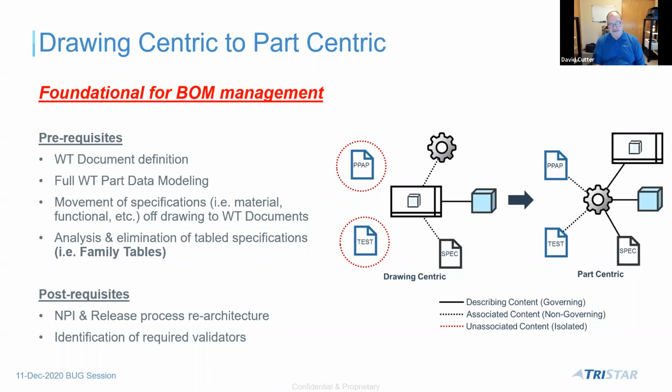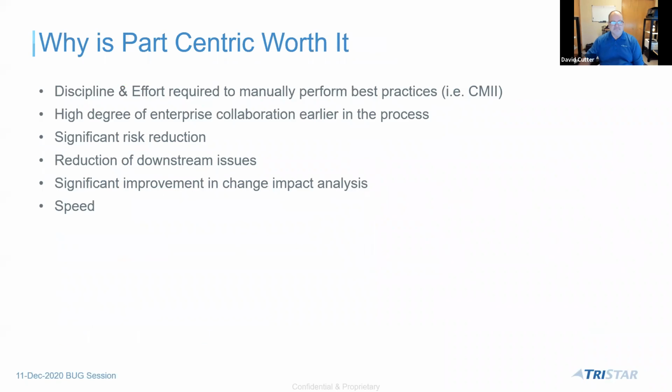So you want to do an analysis and also an elimination of tabled specifications, i.e. family tables. Some of the post-requisites: your new product introduction and release process needs to be re-architected if you're using the drawing-centric approach. And then you need to identify the required validators in your process, so that when you're going through change and adjustments to the product, these are the things that will check things.